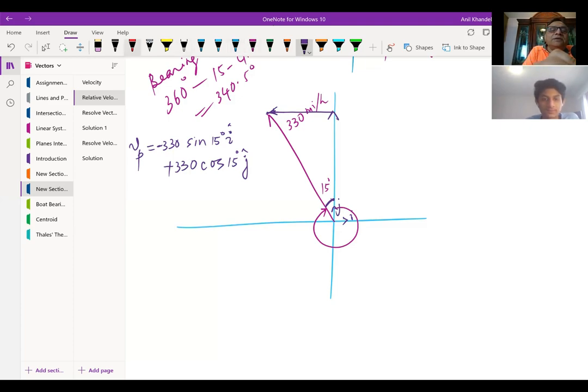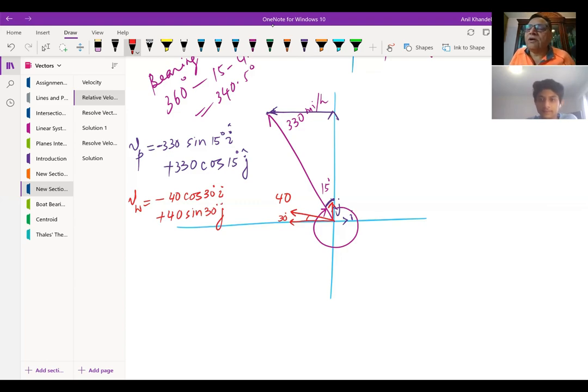Now let's talk about the wind. It was 40 in magnitude, and the direction we worked out was 30 degrees. So the velocity of the wind can be written as, if this is the wind, the horizontal component will be minus 40 cos of 30 degrees i, and the j component will be upwards, plus 40 sine 30 degrees j. Is that clear to you?